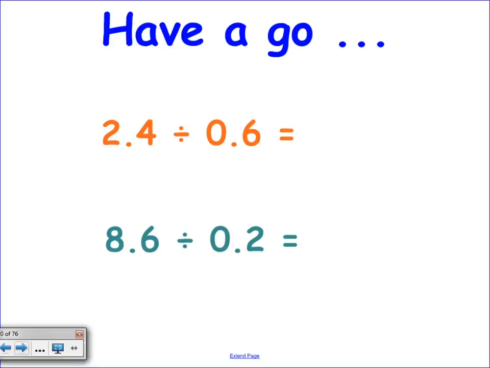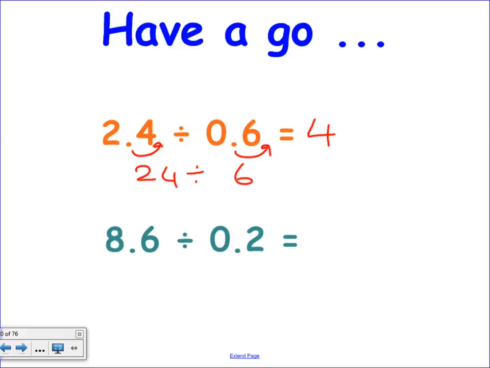I've got 2.4 and I'm dividing it by 0.6. Where shall I start? Make the divisor a whole number. So that becomes 6. What you do to one side you have to do to the other with a fraction, because that's essentially what it is. So it becomes 24 divided by 6, which is... good.